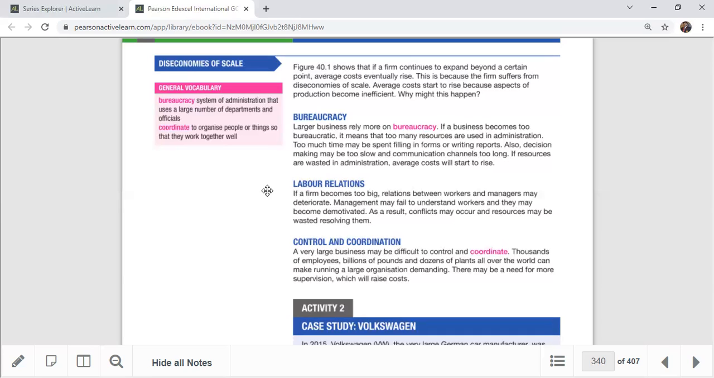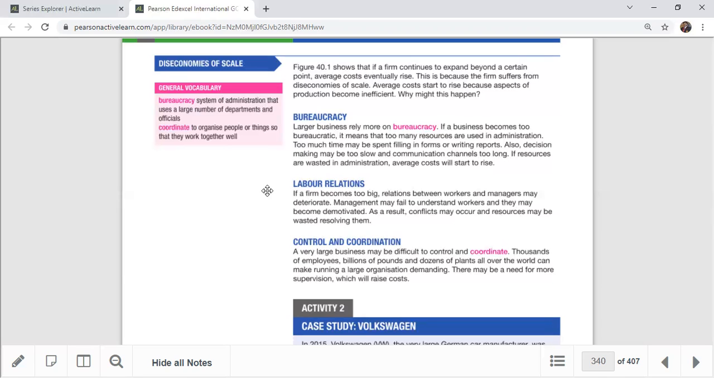Sometimes we call this silo mentality, where departments are working alone. As a result, interdepartmental conflicts happen and they are not sharing information. These kinds of things can happen in this kind of organization, because as the organization becomes larger, relations become very poor. And the third one is that control and coordination will be difficult.